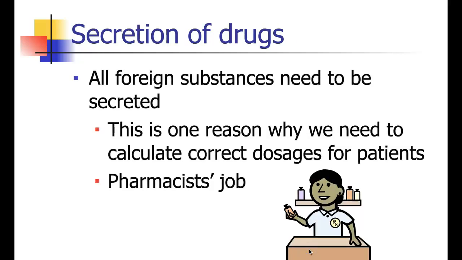In addition to secreting potassium, we can also secrete drugs. Essentially, if you think about it, all foreign substances need to be secreted, because you don't want to be keeping foreign things in your body longer than necessary. So this is one reason why we need to calculate correct dosages for patients. And this is why a pharmacist's job is so important and takes so much training: you need to correctly calculate dosage for something to have an effect in someone's body, but also take into account the amount of secretion that's going to be happening from the kidneys.